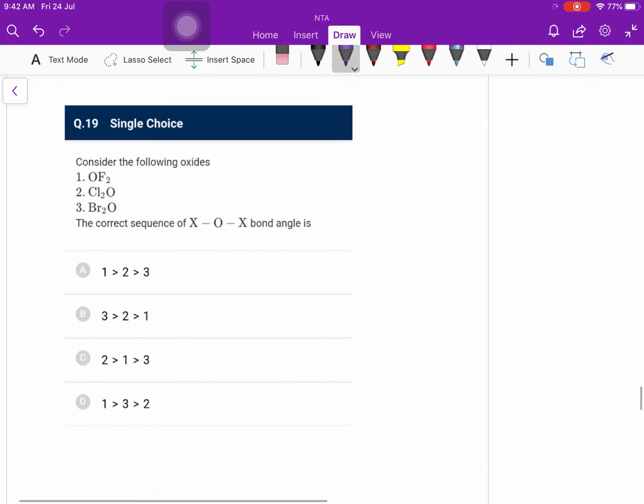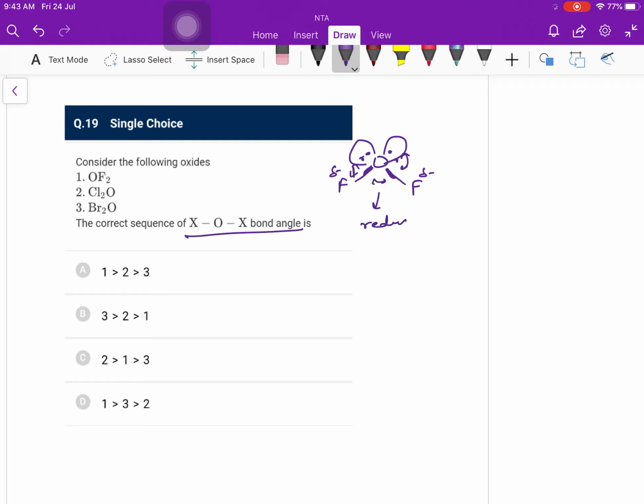Consider the following oxides: OF2, Cl2O, Br2O. The correct sequence of X-O-X bond angle. Finding bond angle in such situations can be quite difficult. Like in this structure, fluorine actually withdraws electrons, delta negative. So this portion of the bond is left with fewer electrons, and so the repulsion of these lone pairs actually starts dominating, and this bond angle reduces. The ideal bond angle should have been 109.5 degree, but it actually reduces to around 100 to 103 degree.